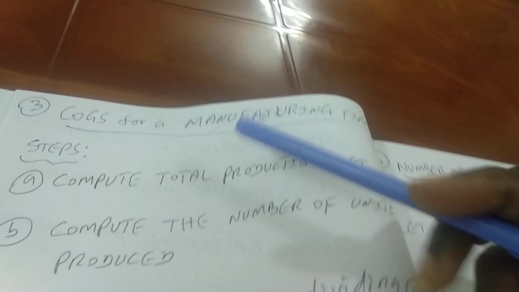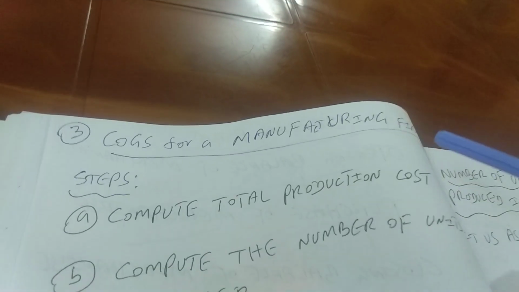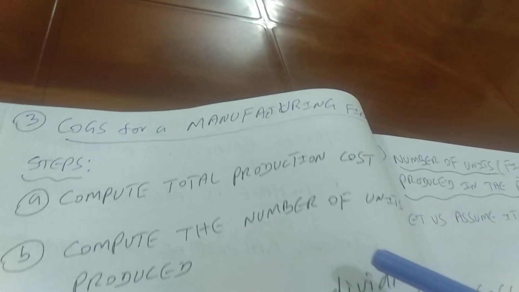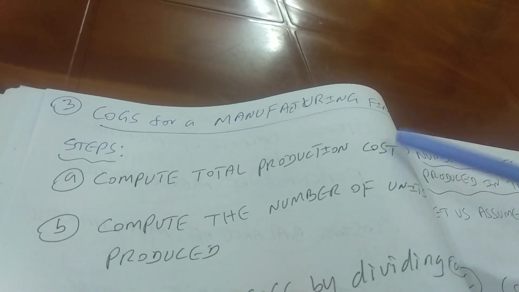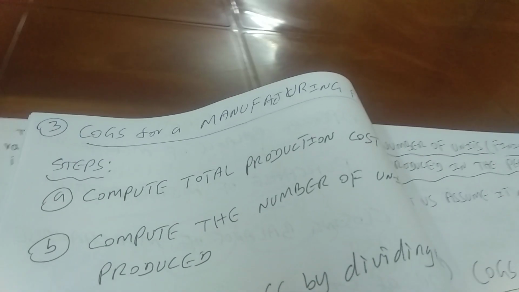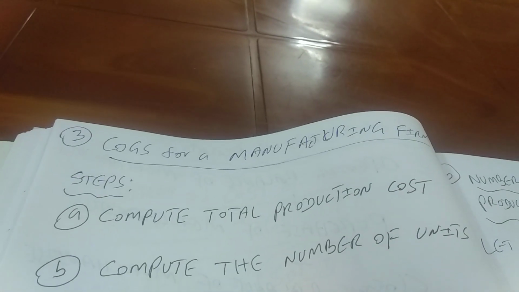The next question we are interested in answering is this: we want to know what is the cost of goods sold for a manufacturing firm, right? We are going to make use of 3 steps here. Before that, let's look at some examples for a manufacturing firm, right? A manufacturing firm is basically going to convert raw material into finished goods.